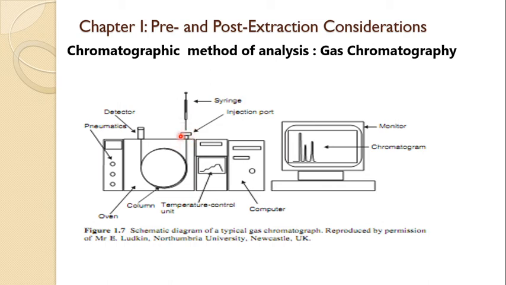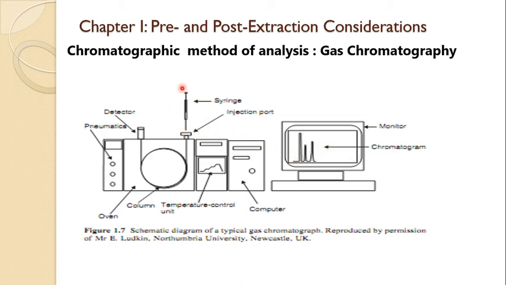Here we can see the injection port. This portion is nothing but the column. Behind that column there is the oven, and this is the detector. Here is the temperature controller unit, and this is the computer, from which we generate the chromatogram.